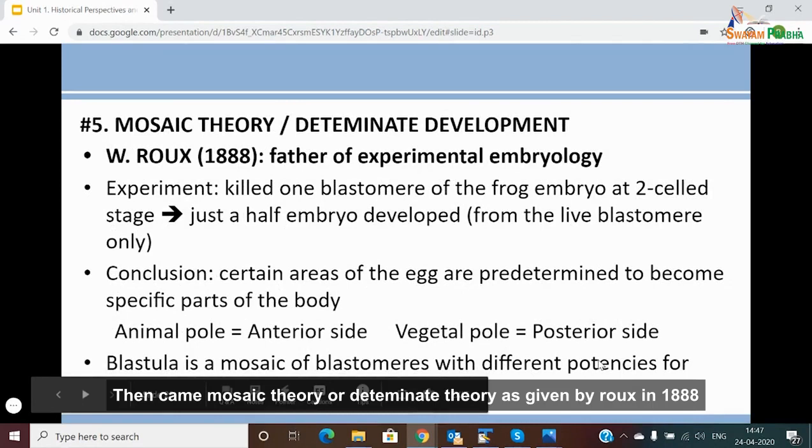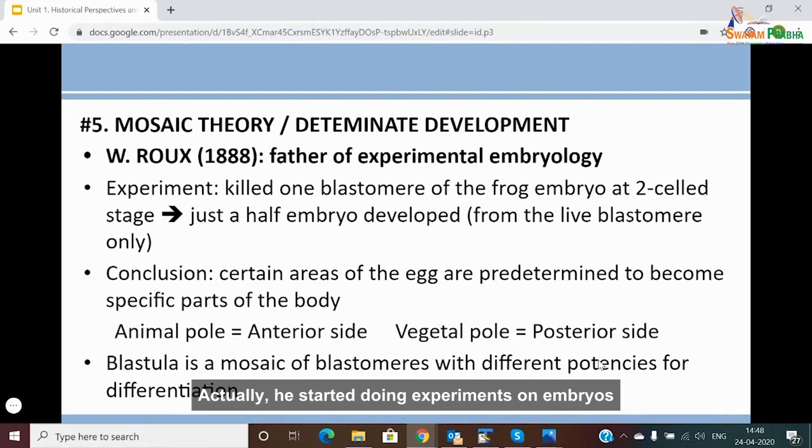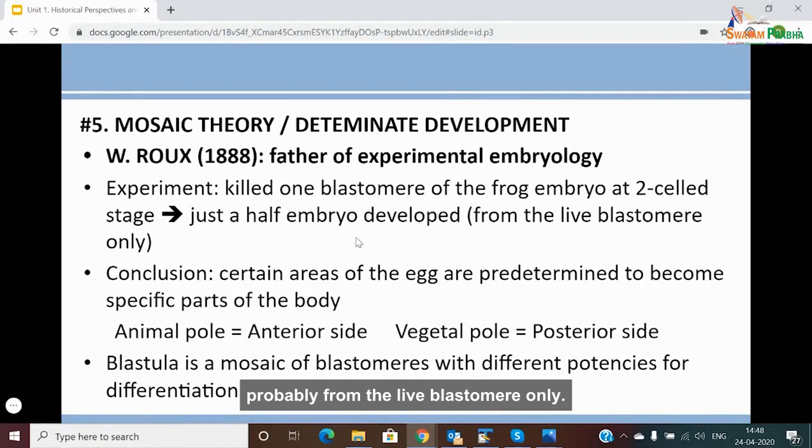Then came the mosaic theory or determinate theory, as given by Roux in 1888, who is known as the father of experimental embryology. Actually, he started doing experiments on embryos for the first time. He did an experiment. He killed one blastomere of the frog embryo at the 2 cell stage. And to his surprise, just half an embryo developed, probably from the live blastomere only.